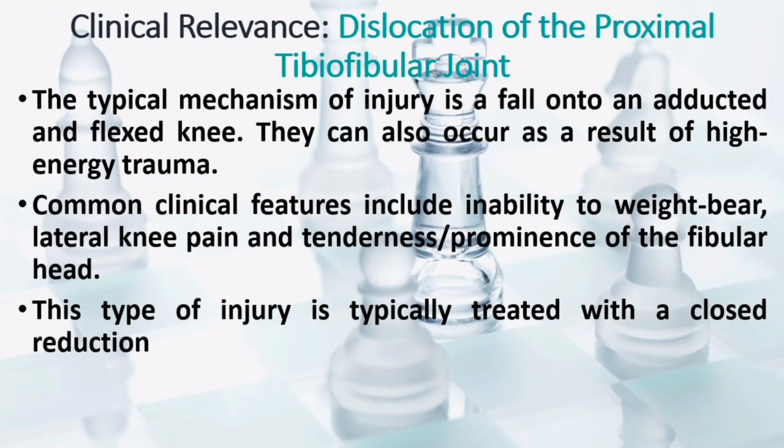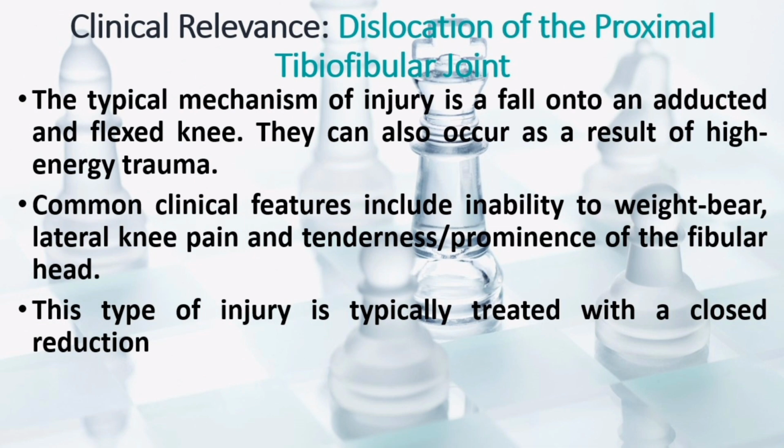Clinical relevance. Dislocation of the proximal tibiofibular joint. A proximal tibiofibular joint dislocation is a rare and often missed diagnosis. It accounts for less than 1% of all knee injuries. The typical mechanism of injury is a fall onto an adducted and flexed knee. They can also occur as a result of high-energy trauma.